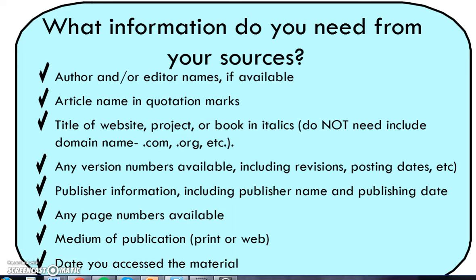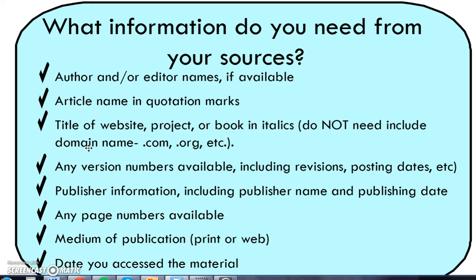So, when looking at your sources, the first thing you need to know is what information you need to take from them. Here is a list of all the possible pieces of information you might find. Keep in mind that not all of this information is always going to be available. So this is listed in the exact order that you will need to list it on your source card and then on your works cited page.